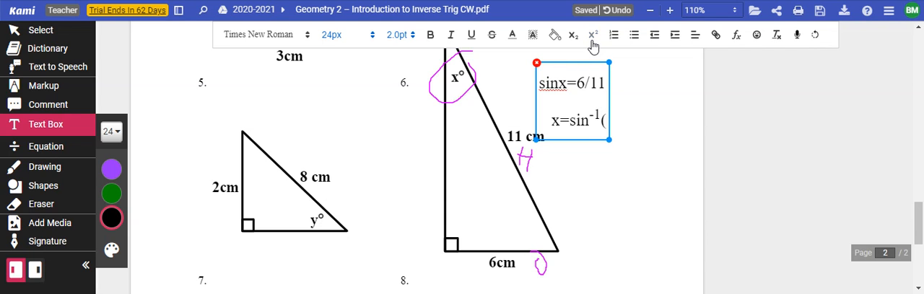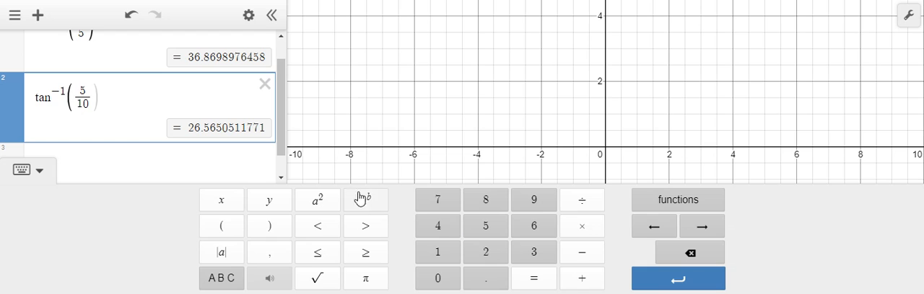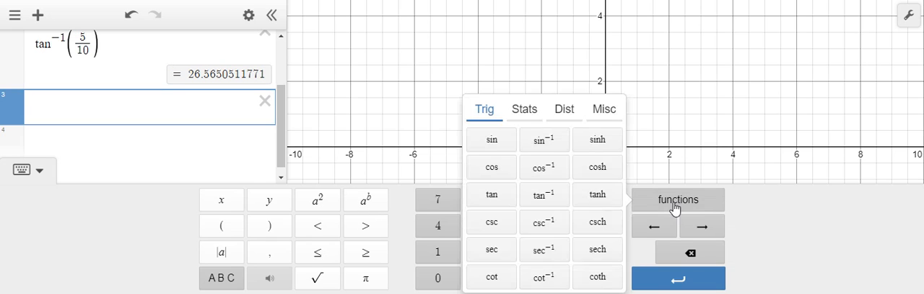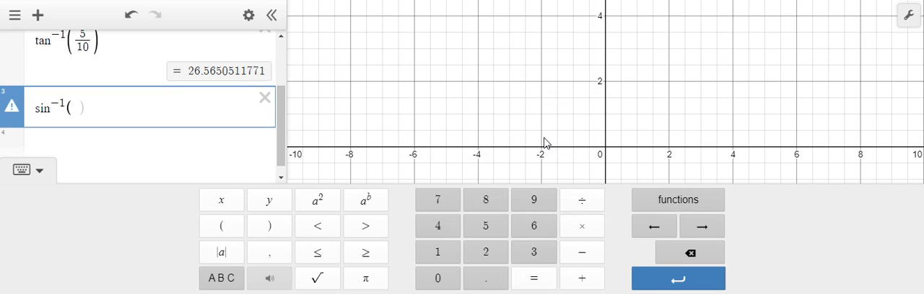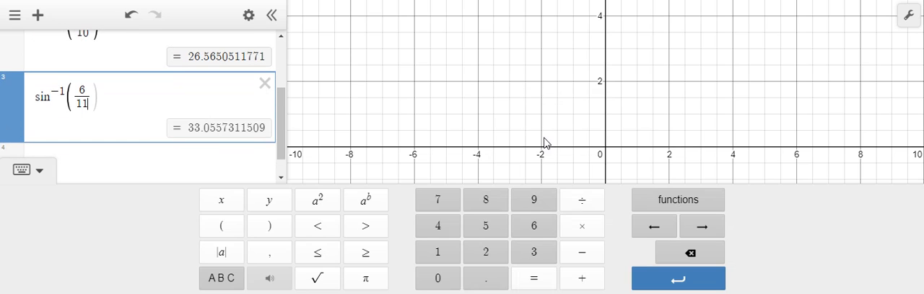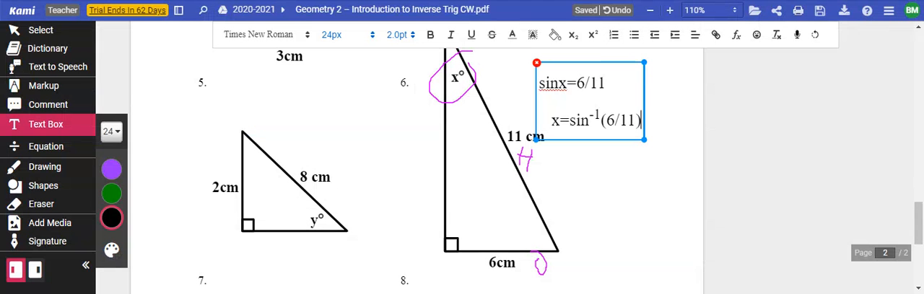6 over 11. And so I'm going to go to the Desmos calculator. I am going to hit function sine inverse 6 divided by 11, and I get 33.06, we'll say. So I get x equals 33.06 degrees.